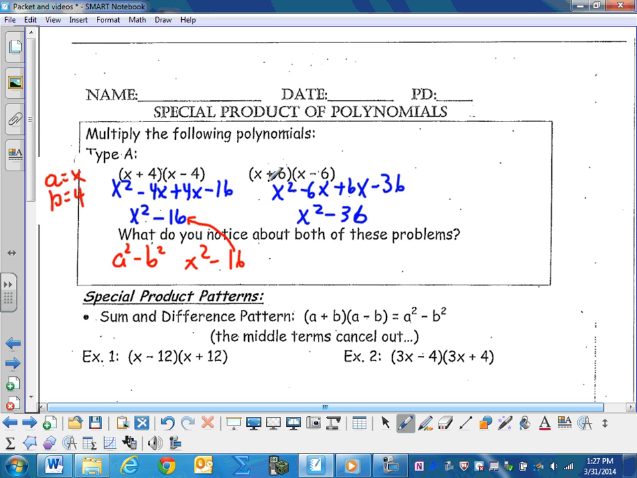Let's try that again. In this example, let me take the negative 6. We have a is equal, in this one, to x, and b is equal to negative 6. So, when we see this pattern with a sum and a difference, we just take the a and square it minus the b squared. So if we square negative 6, we get 36. So this can save us some time.